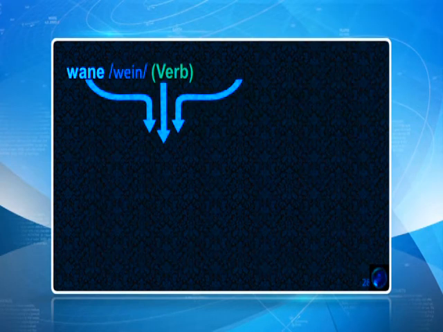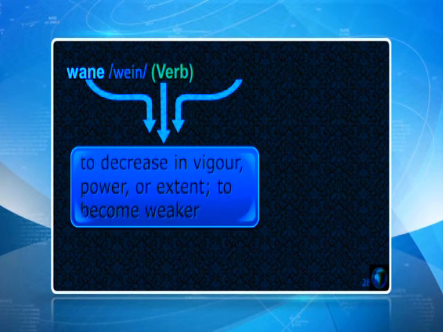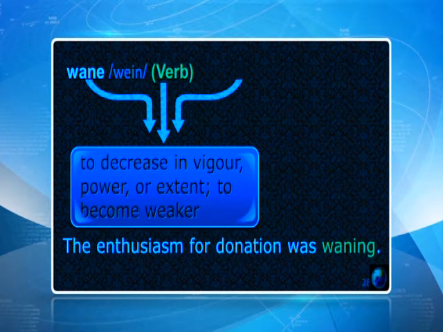Let's move now to the verb wane, which means to decrease in vigor, power, or extent, to become weaker. For example, the enthusiasm for donation was waning, which was decreasing.